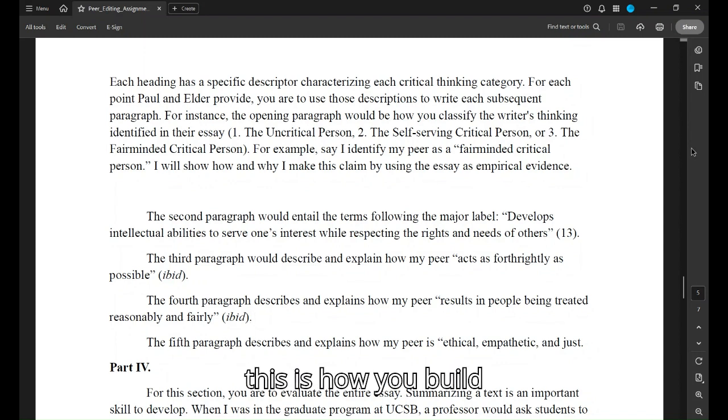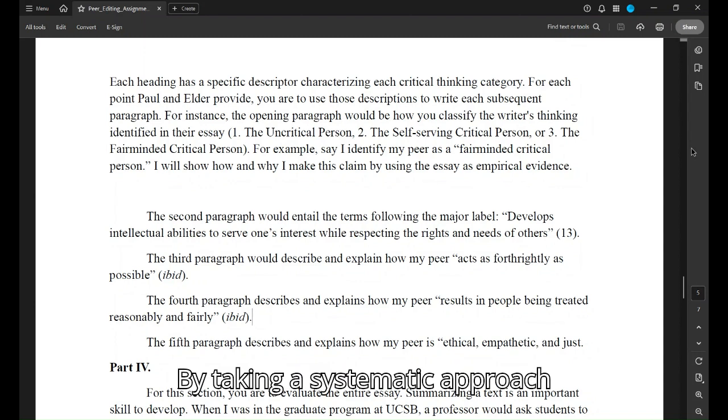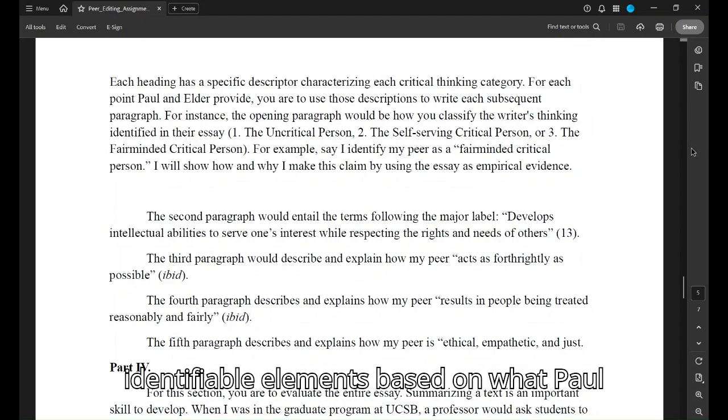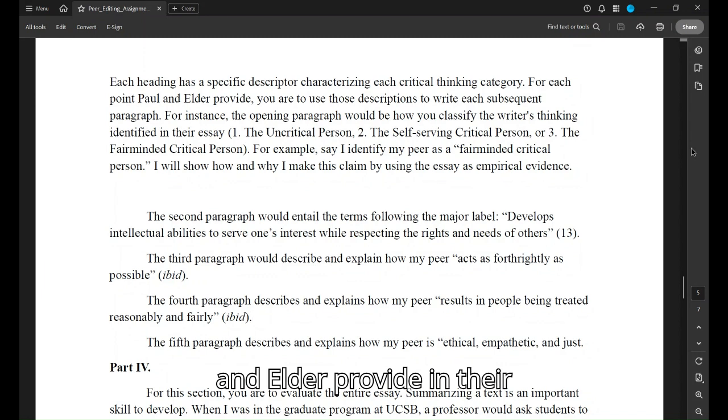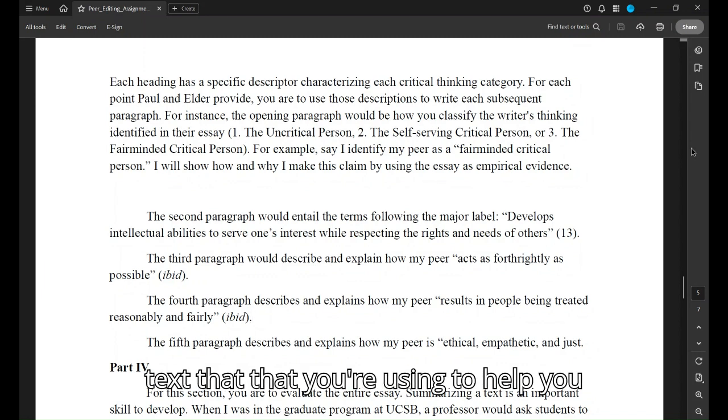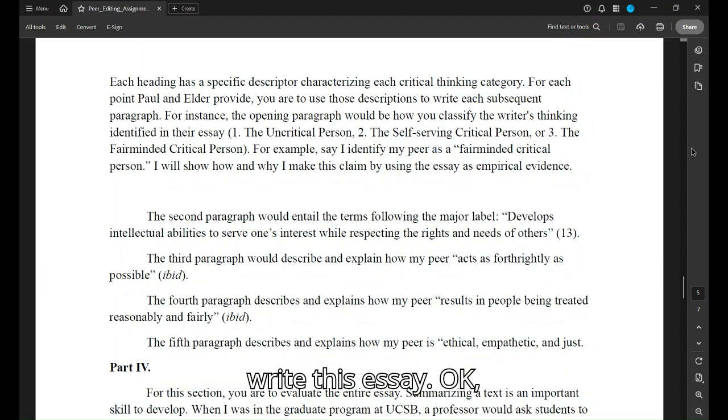And this is how you build critical thinking skills, but also learning how to interpret and analyze written text by taking a systematic approach and breaking down the different identifiable elements based on what Paul and Elder provide in their text that you're using to help you write this essay. Okay, so hopefully it makes sense.